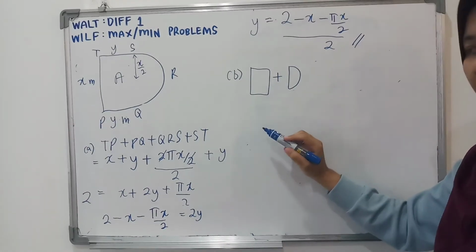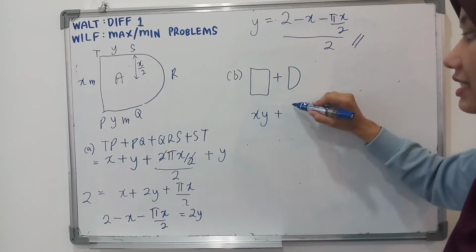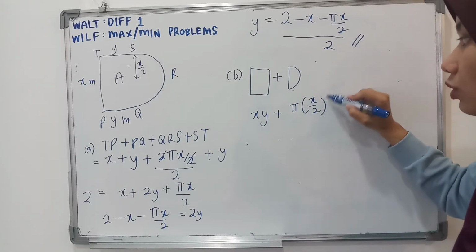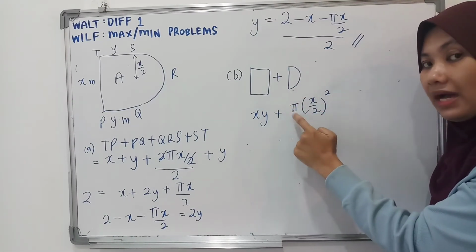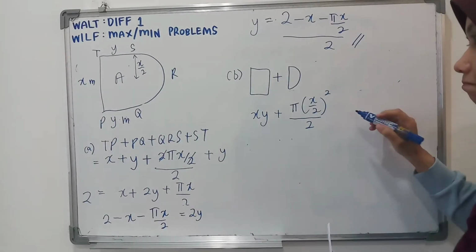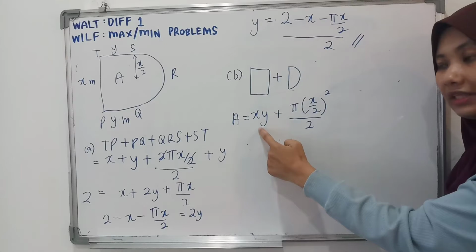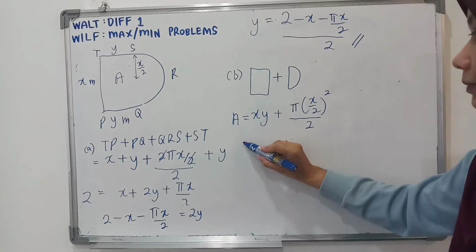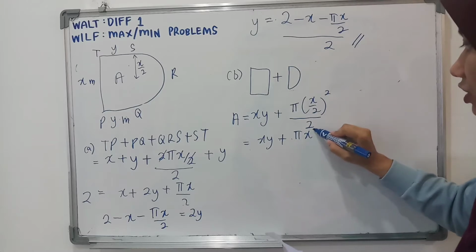Area of rectangle is very easy, which is just XY. And then area of semicircle, that is just pi R square. R is X over 2, squared. But this is just a semicircle. Pi R square is for a circle, so for a semicircle you divide by 2. So that is the area. Area equals area of rectangle plus area of semicircle.